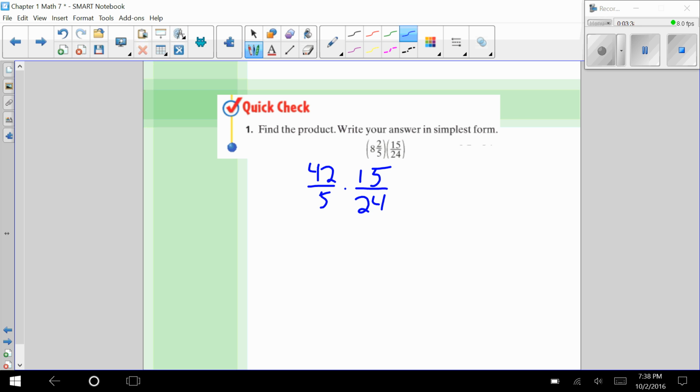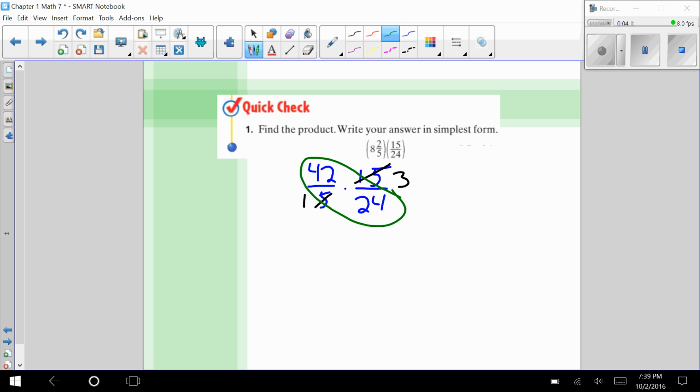Now you might notice that these numbers are going to get quite large. There is something we can do which is called cross-canceling. If you notice that diagonally these numbers have a factor in common, like I know 5 is a factor of 5 and 15, I can divide them both by that and simplify before multiplying. So if I divide them both by 5, my 5 becomes a 1, my 15 becomes a 3. I can do the same thing with the other diagonal, 42 and 24.